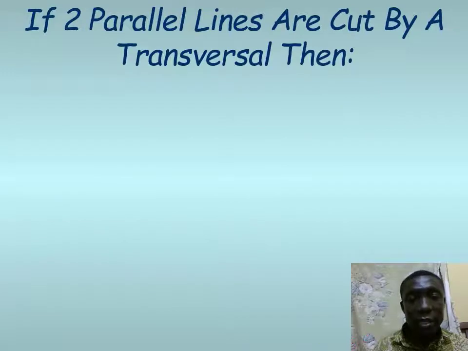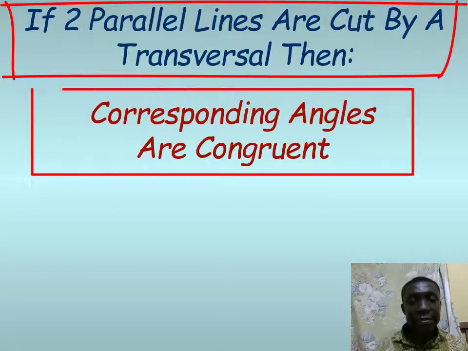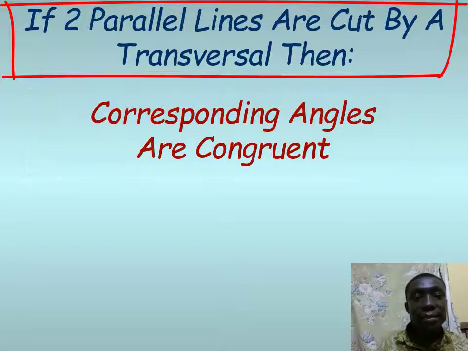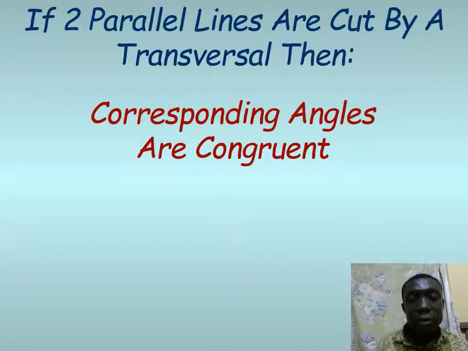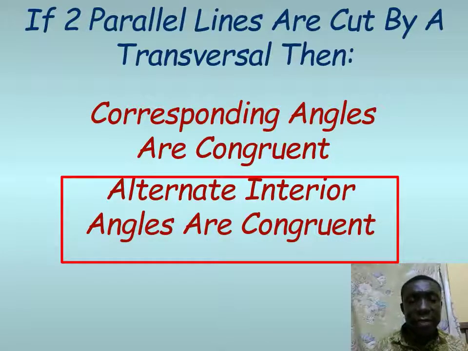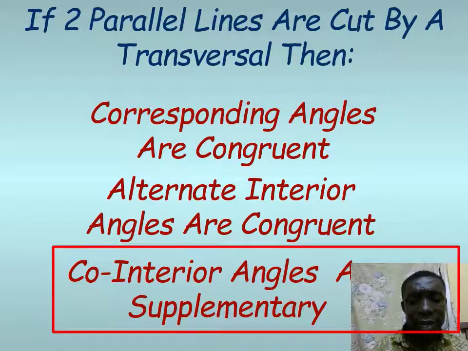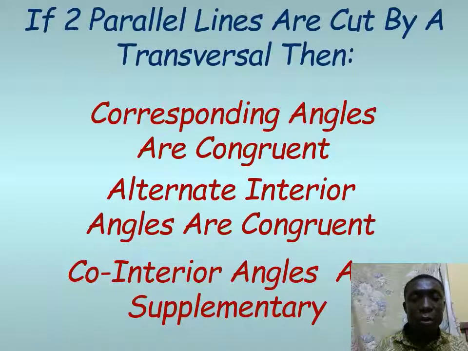Now let's look at a summary of what we have done so far. If two parallel lines are cut by a transversal line, the first thing we can talk about is corresponding angles are congruent or equal. We can also say that alternate interior angles are congruent, the same way alternate exterior angles are congruent. We can also say co-interior angles are supplementary, the same way co-exterior angles are also supplementary.